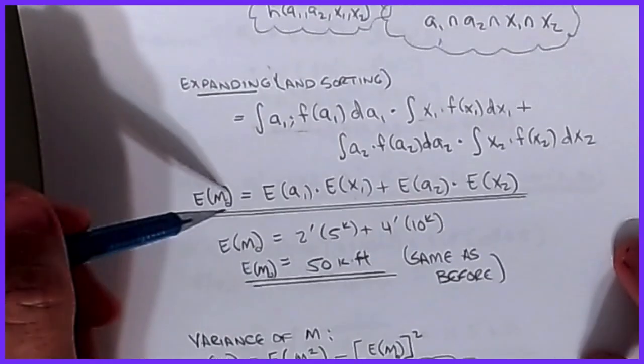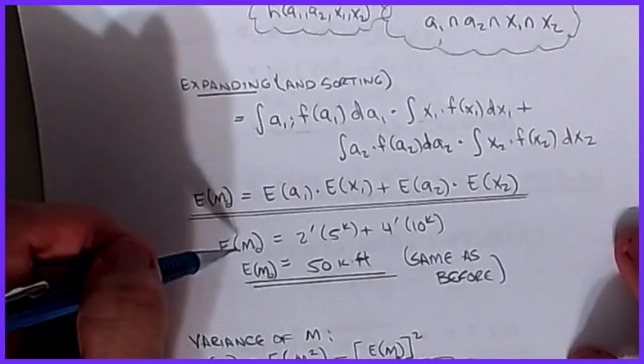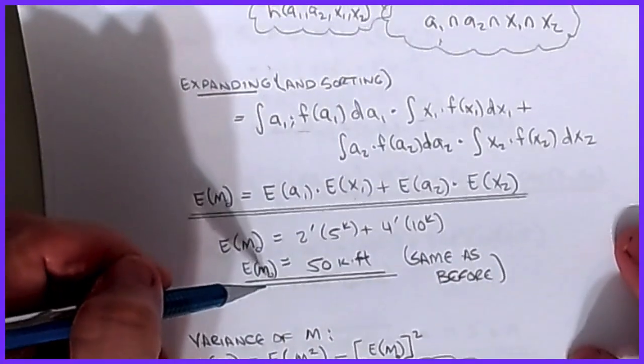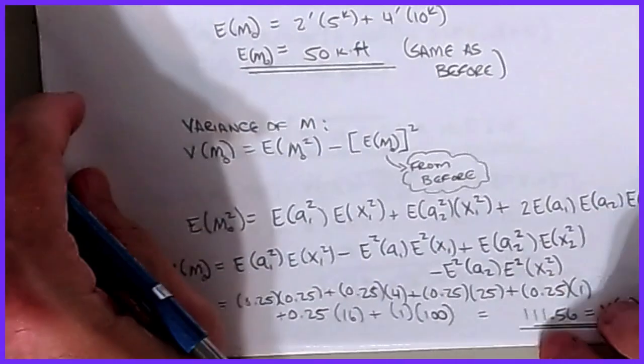Okay? So that's my expected value of my moment. If we do the calculation on this, it's the exact same formula. It's still 50 kip feet as the expected value, the same as before. But what changes is the variance.